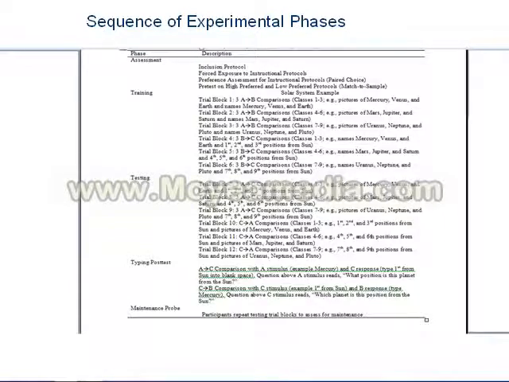This table shows the sequence of all experimental phases, beginning with assessment, moving to training, testing, the typing post-test, and then a maintenance probe. Only one participant completed the maintenance probe at the time of this writing.